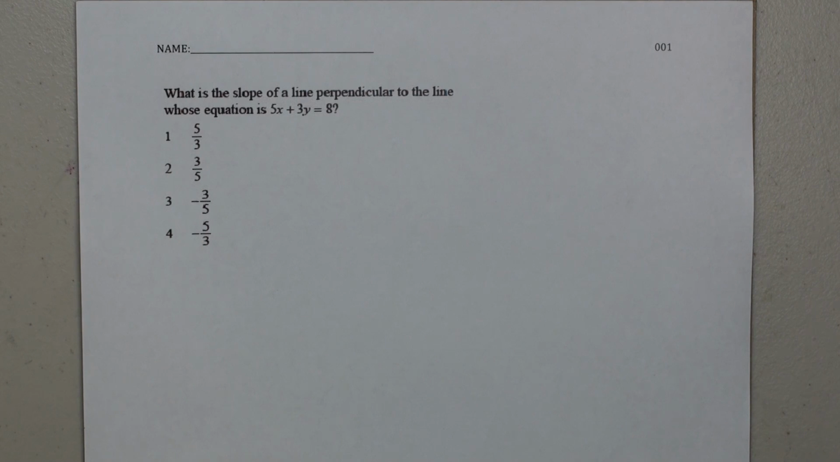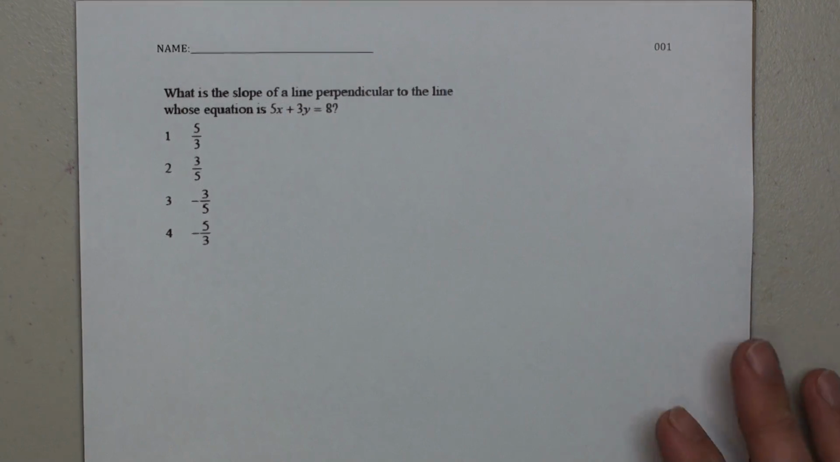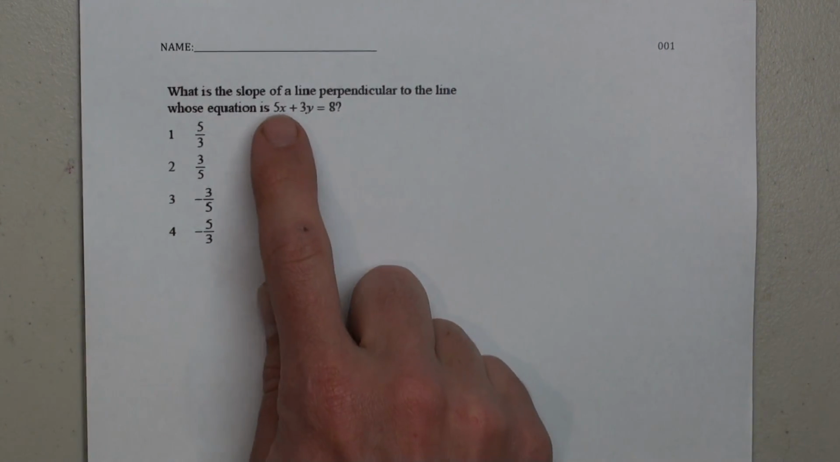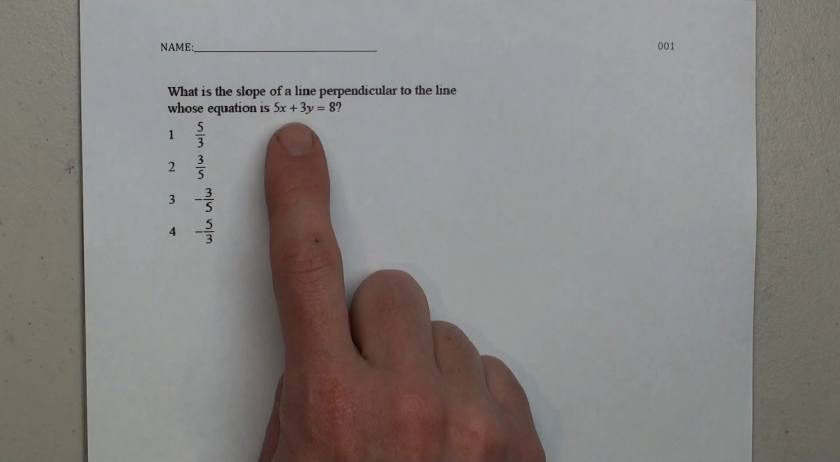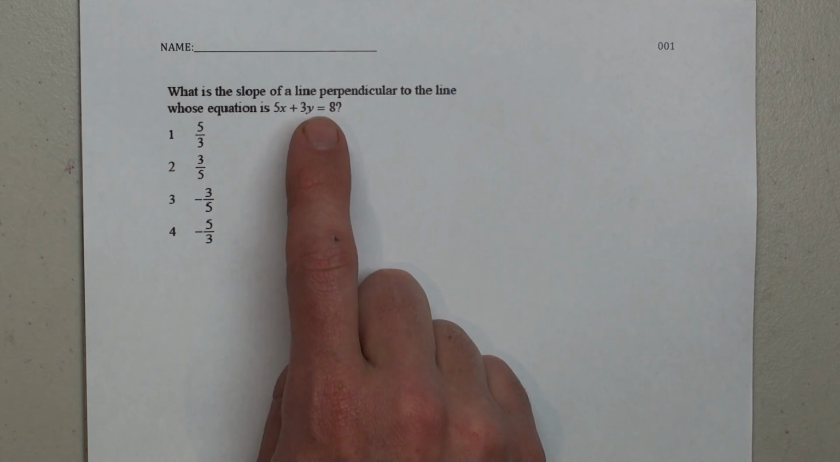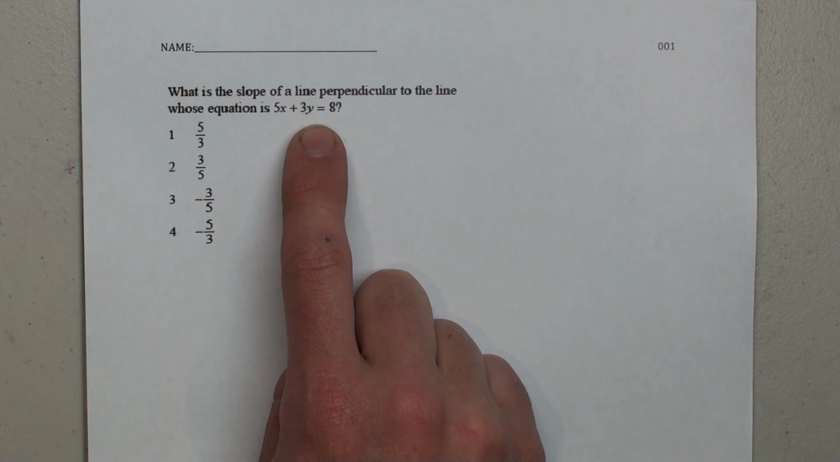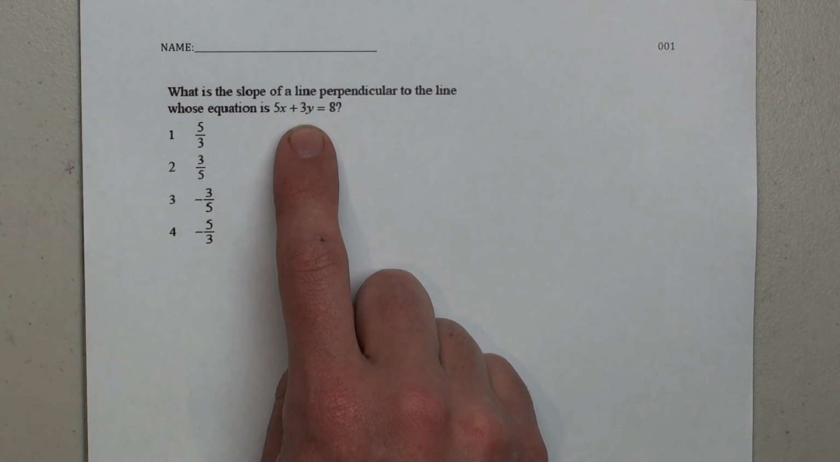All right. For the first 10 problems here, they're all very similar, okay? And they're all going to ask you the slope of a line perpendicular to a line, and they're going to give you an equation, and you need to find the slope of a line that would be perpendicular to this line.